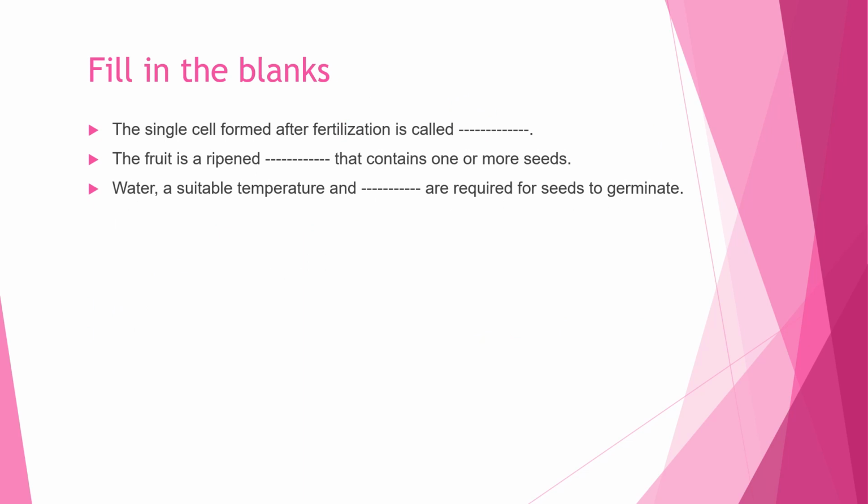Now here are a few more questions and fill in the gaps. Almost everything I have covered. A single cell formed after fertilization is called, what is it called? It is the zygote. Just try to recall once before I write the answer. The fruit is a ripened dash that gives one or more seeds. It is the ripened ovary. Now water, a suitable temperature, and what else is required for the seeds to germinate? It is oxygen. So water, suitable temperature and oxygen are required for the seeds to germinate.